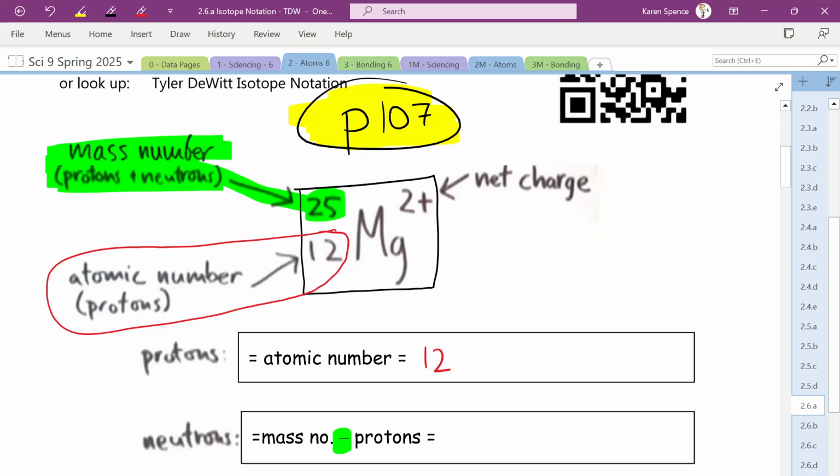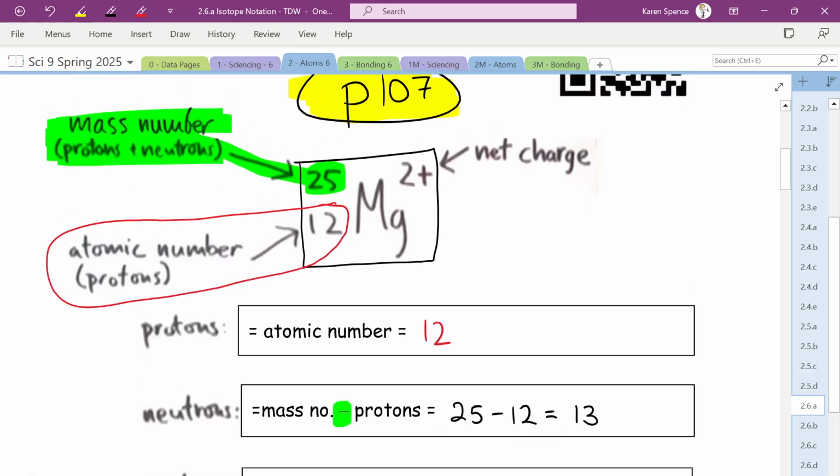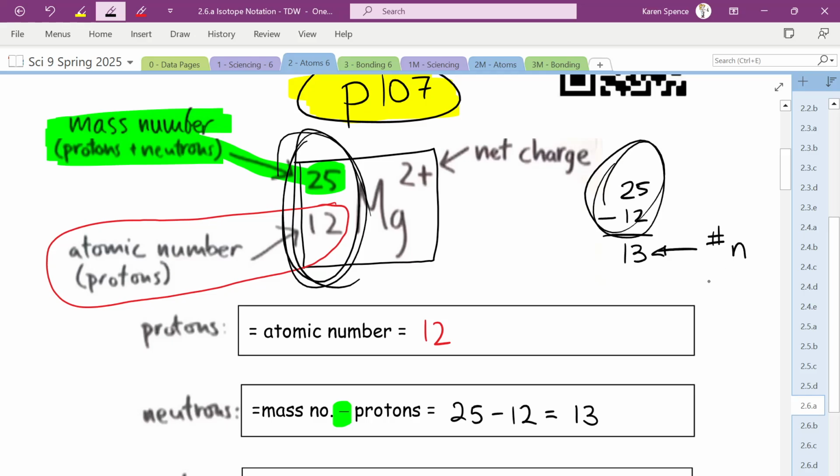Does that ring bells for you? Okay. So we're going to take our mass number, which is 25, and subtract the protons, which is 12, and that gives us 13. The nice thing is if you have that symbol, you'll notice that the 25 is right above the 12. If you take 25 and subtract 12, you get 13, and that's going to be the number of neutrons. It's kind of a nice little trick.